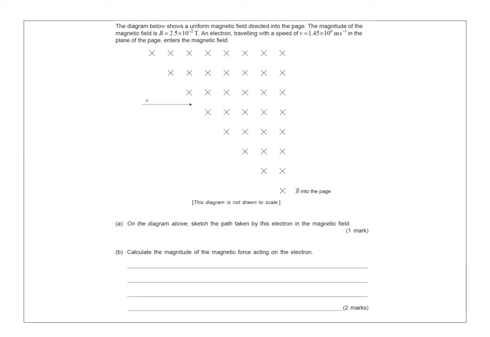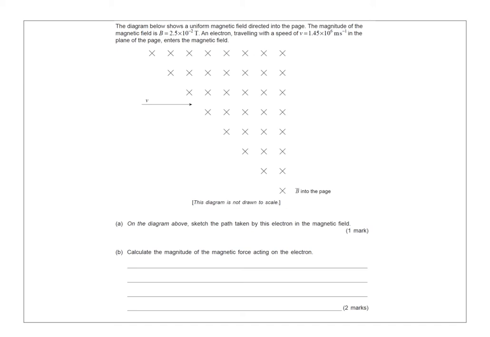So, previous exam question here. The diagram below shows a uniform magnetic field directed into the page. The magnitude of the magnetic field is 2.5 times 10 to the minus 2 Tesla. An electron travelling at a speed of 1.45 times 10 to the 6 meters per second in the plane of the page enters the magnetic field. On the diagram above, sketch the path taken by this electron in the magnetic field.